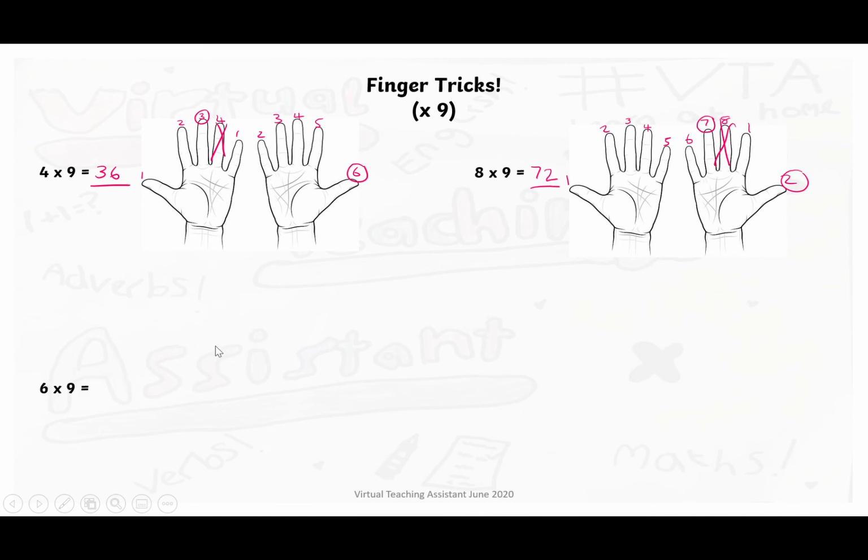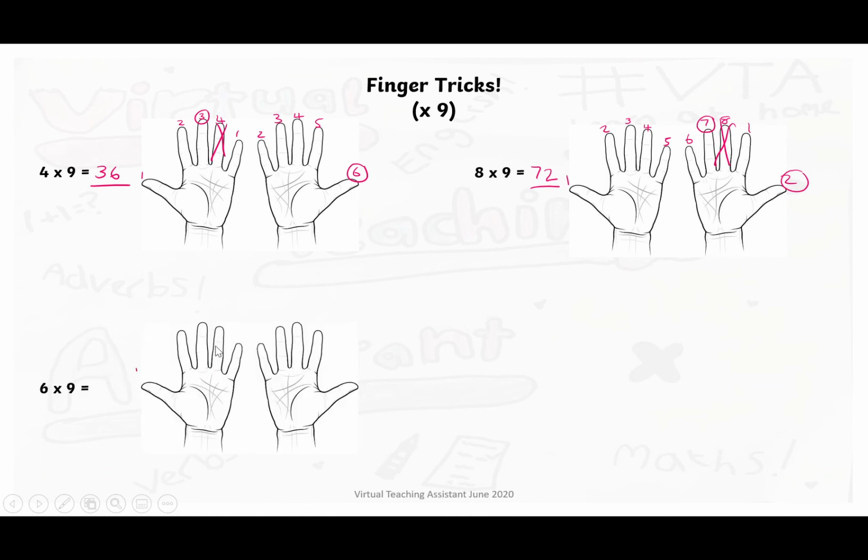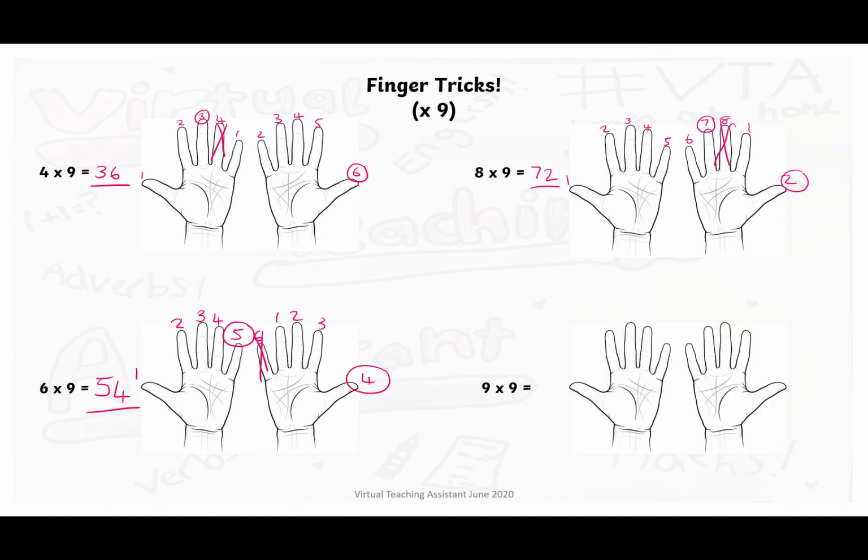Okay, next one. I'm going to put down my 6th finger, then I'm going to start counting my 1s, 54. Okay, and next one, 9 times 9, there you go, 81. All right, just quick finger tricks.